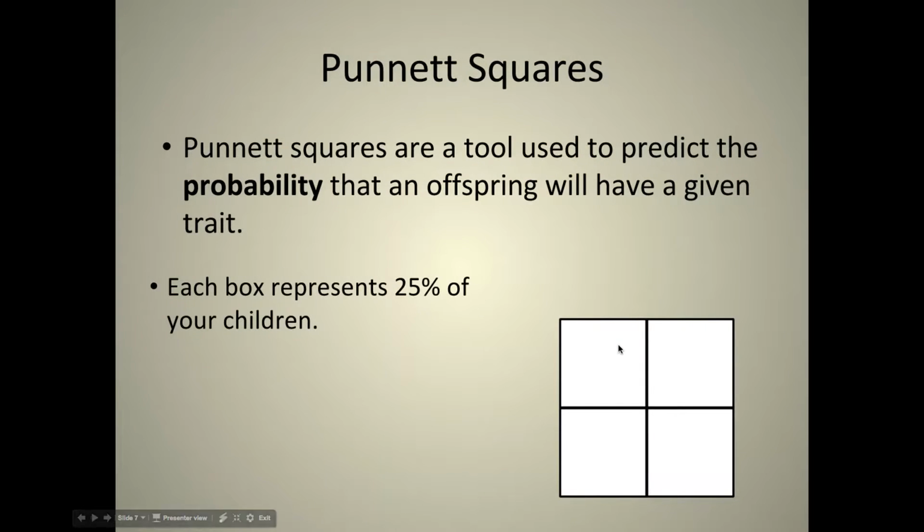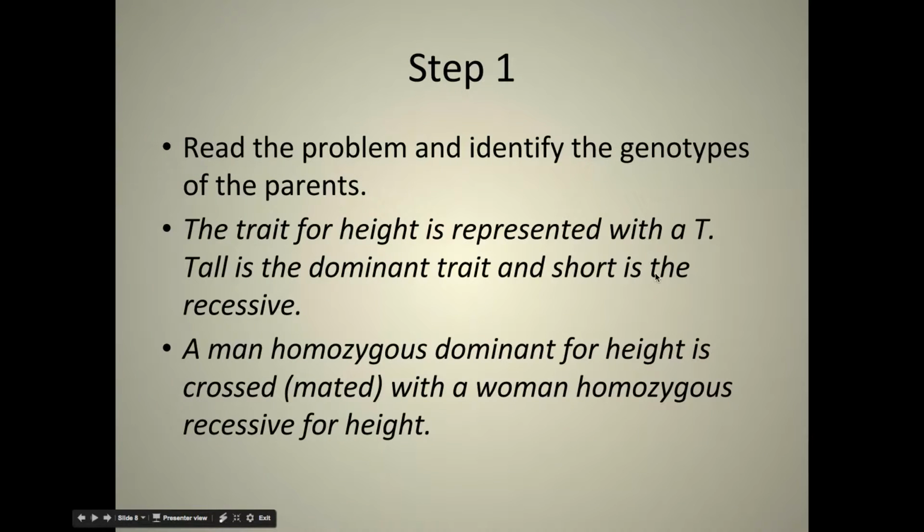Each box is going to represent a 25% chance that our child will look this way. If you add up the 4 boxes, 25, 50, another 50, 100. The box always adds up to 100% of all your children. So let's use this to solve a genetics problem that you might see. The first step is always going to be to identify the genotypes of the parents. This is similar to what you did yesterday.